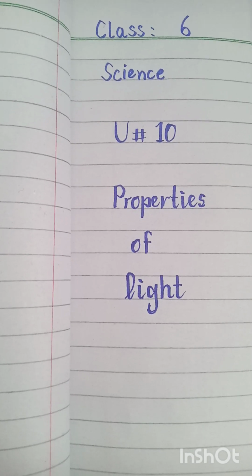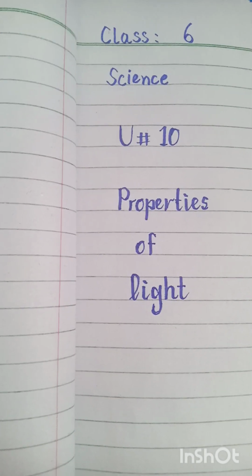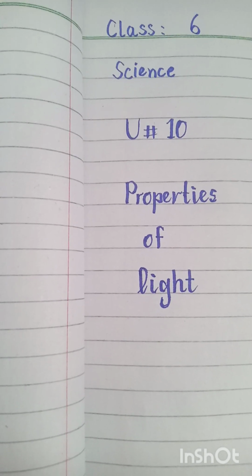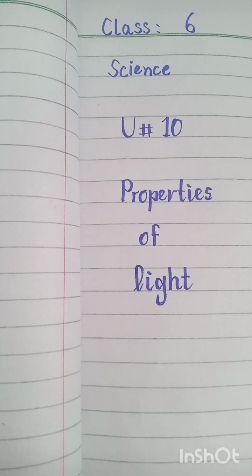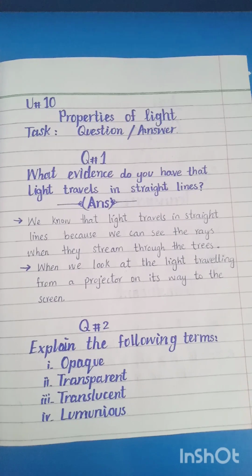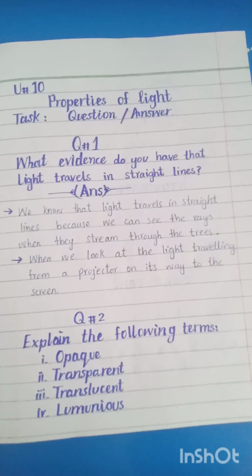So today we start the year number 10, the properties of light, on the notebook. First you have to bring down your notebook and then start the task of the question answers. You must write the question answers and complete your notebook, as we have completed the year number 10, the properties of light concepts.